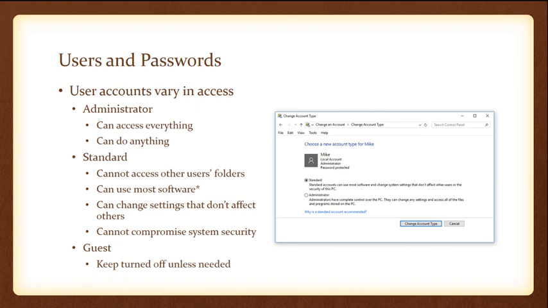Now, we talked about going to a lock screen and having to go through that lock screen using a password. So let's talk about the different types of users and passwords that people can have on their computer. The user accounts can vary in access, and there's really three main types of user accounts that you can set up. You do have the administrator account. The administrator account has full permissions to do anything on the PC, and that really should be used only when making system changes. But you can literally do anything and you have access to everything.